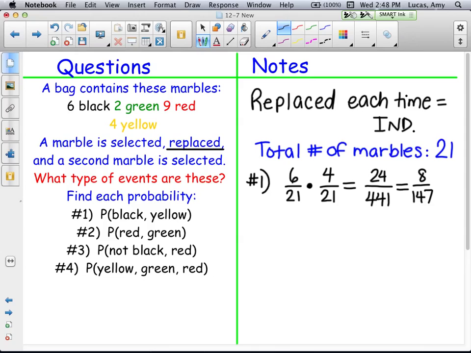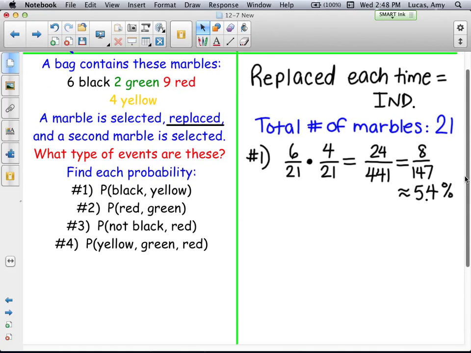Okay, so as a fraction in lowest terms, I can divide those both by 3. So that gives me 8 over 147. And if I divide that, I could make it a percent. So it's about 5.4%. Remember that probabilities can be written as fractions, or they can be written as decimals or percents. So any of those forms.